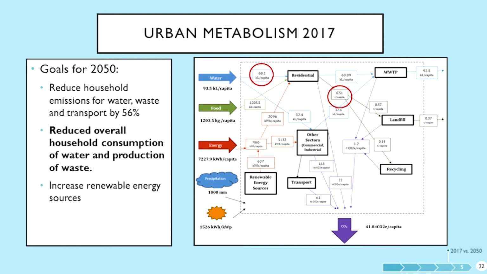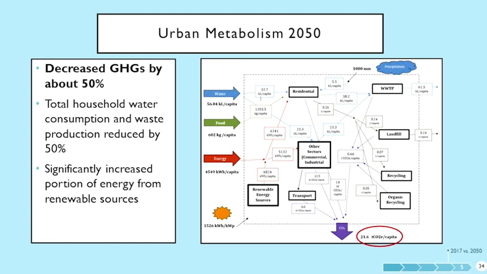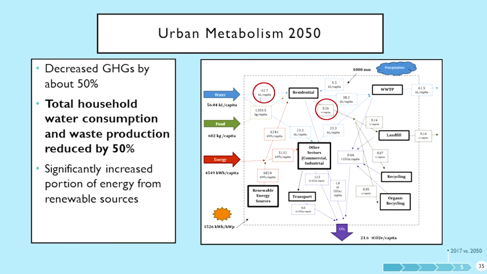So looking at what we achieved in 2050, we've definitely decreased GHGs coming from households by about 50%, and the total household water consumption and waste production has been reduced by 50%. And what's really significant is we've definitely increased the amount of renewable resources going into the energy mix, and it went from 480 to about 6,800.